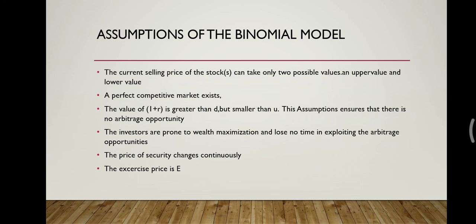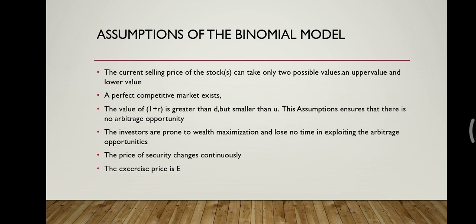Okay. Then what are the assumptions of the binomial model? The current selling price of the stock can take only two possible values, an upper value and a lower value. A perfectly competitive market exists. That is, there are no transaction costs, taxes or margin requirements. Investors can lend or borrow at the riskless rate of interest, which is the only interest rate prevailing. The securities are tradable in fractions, that is, they are infinitely divisible.